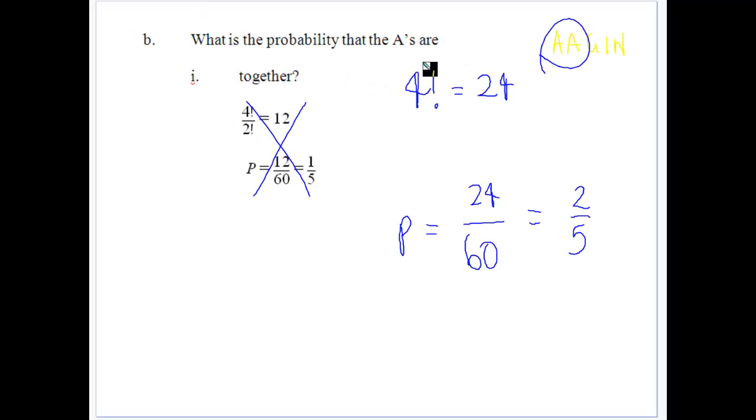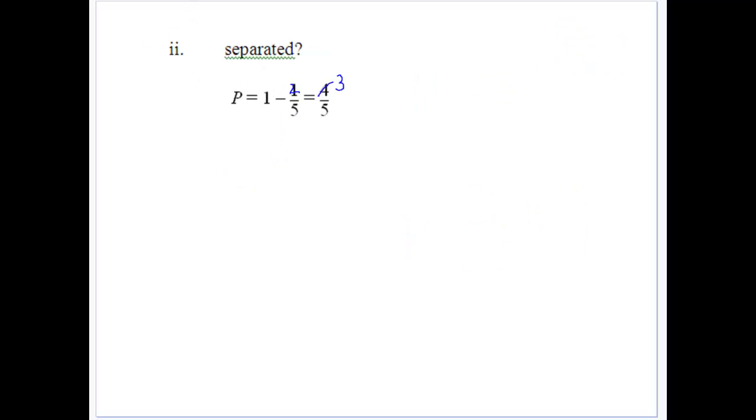So what's the probability that the A's are together? If we have the A's together, then we can arrange those 4 factorial ways. Because the A's are going to be together, they can swap over, but they're going to be the same. That's why we don't multiply that by 2 this time. So we have the 4 factorial, 24, and so we can get that 2/5 of the time. If they're together it's 2/5, so separated it must be 3/5, because it's a complementary event. So that's the whole idea for that one.